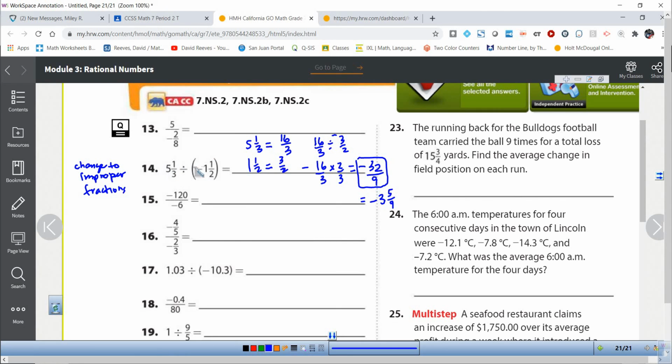So this is called an improper fraction. So when you start with mixed numbers, you change them to improper fractions. You do the math, and if they want the answer as a mixed number when you're done, you change it back by dividing and looking at that remainder. Okay, so just again, 32 divided by 9 is 3 remainder 5, right? 9 times 3 is 27. 27 plus 5 is 32.